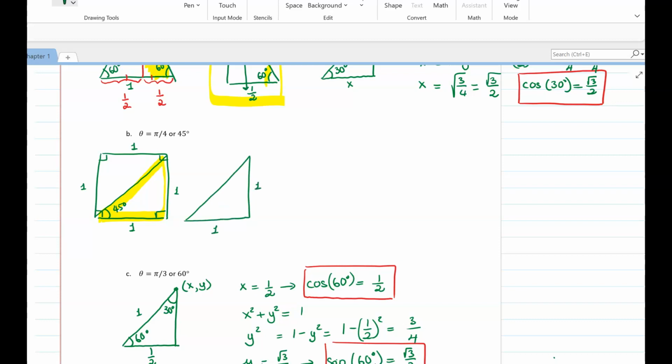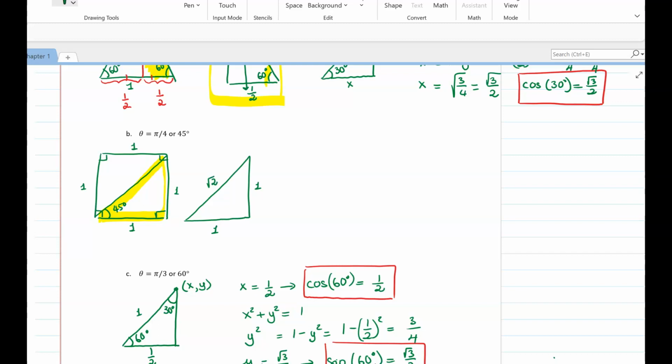I want to match this onto the unit circle. However, in order to do that, the hypotenuse of my triangle needs to equal 1. So let's calculate the hypotenuse of this triangle. The hypotenuse is 1 squared plus 1 squared equal 2. So this is root 2.